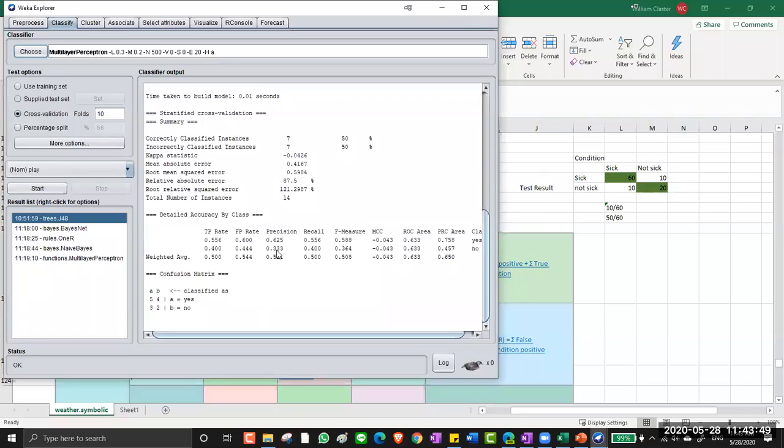I forget what this one is. This is, it's not 3 out of 8, is it? No, it's 2 out of 6, I guess. Oh, right, it's 2 out of 6, right.